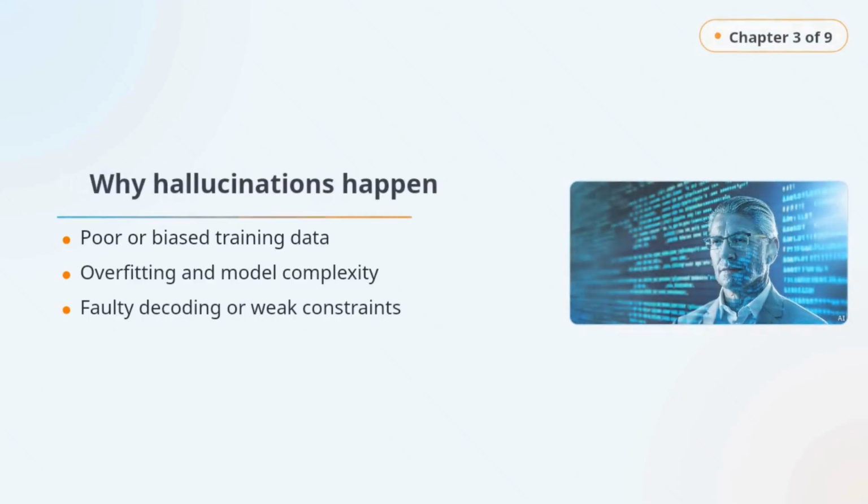Sometimes the model has learned from biased, incomplete, or low-quality data. Sometimes it overfits, meaning it learns patterns too narrowly and then applies them badly. In other cases, the transformer may decode responses incorrectly, or the system may simply have too much freedom and too few constraints. All of this can push the model toward answers that are not properly supported.